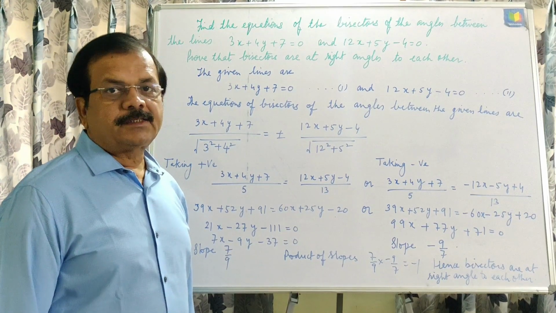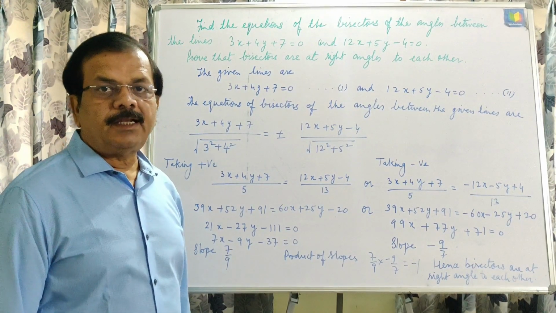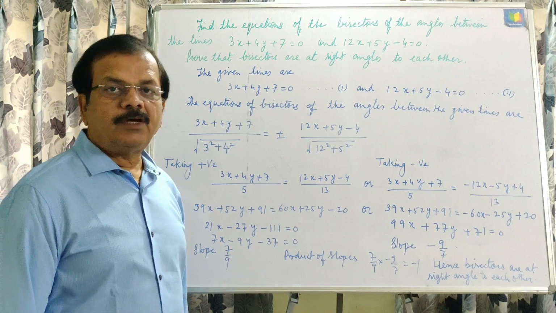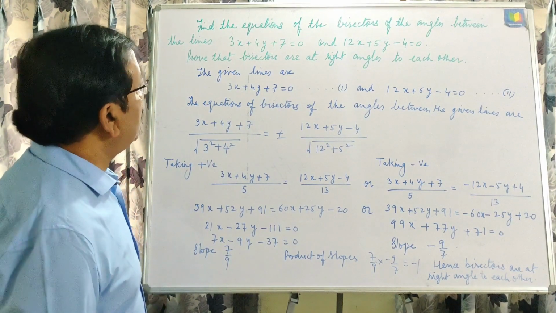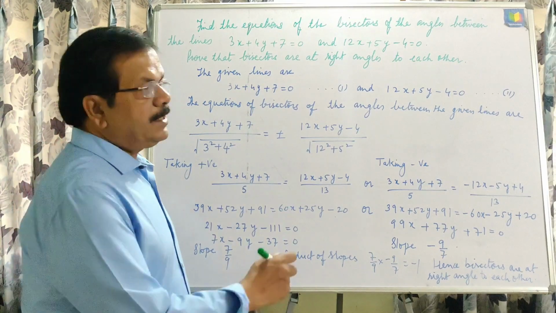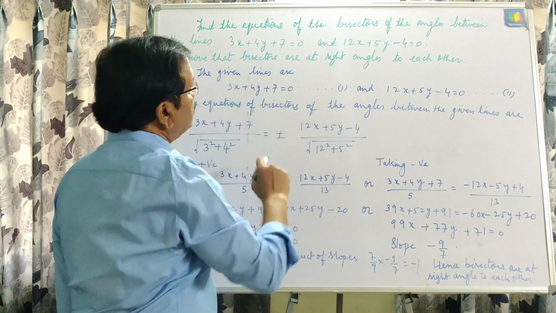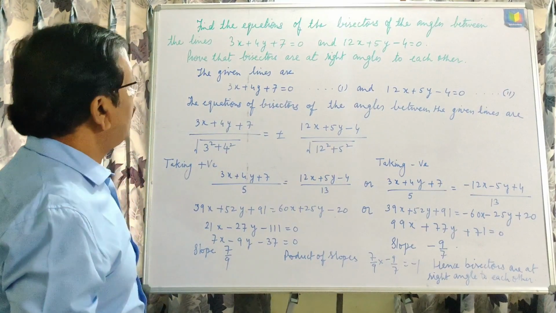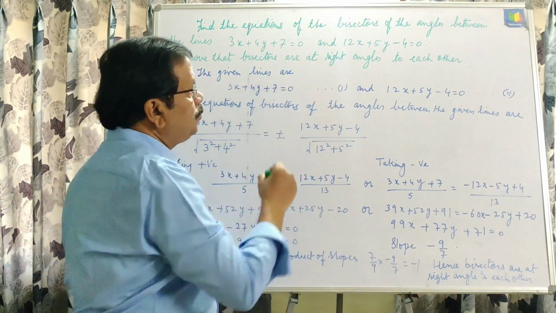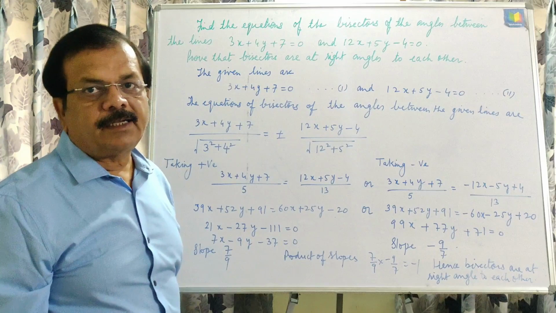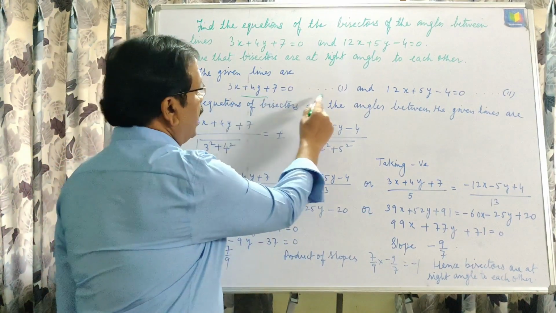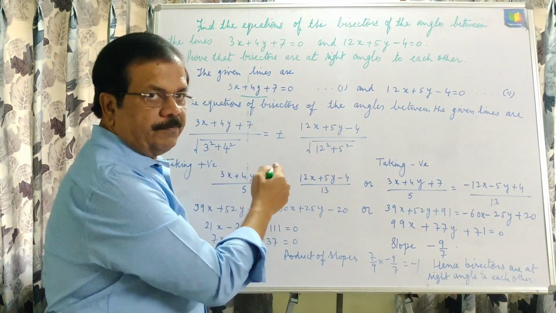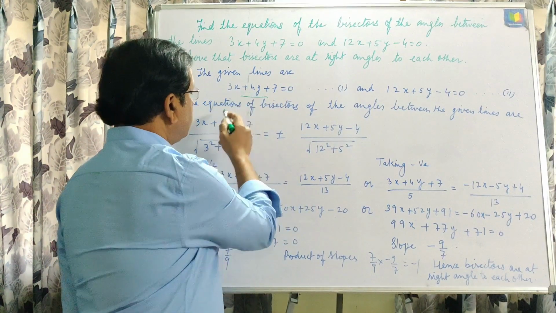We have already discussed in detail this topic, angular bisector. Now this question is related to the angular bisector of two lines. Find the equation of bisectors of the angle between the lines, and prove that bisectors are at right angles to each other. Okay, now these are the lines given.